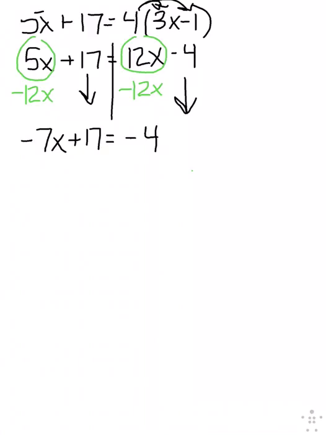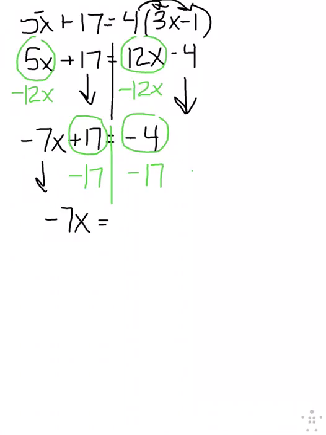Again, I'm going to keep combining like terms. I'm going to combine the 17 and the negative 4. Again, they are on opposite sides, so we do the opposite operation. I do a minus 17. I bring down the negative 7x. Negative 4 and minus 17 is a negative 21.